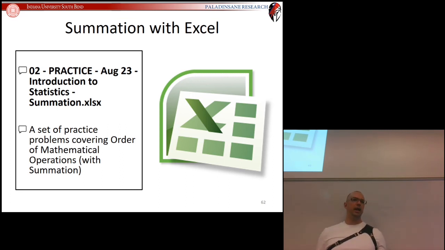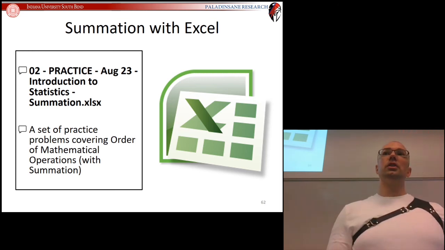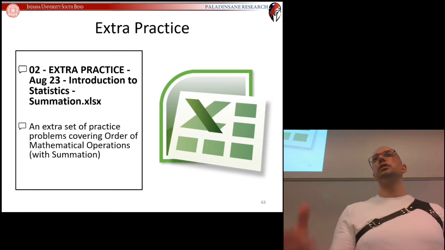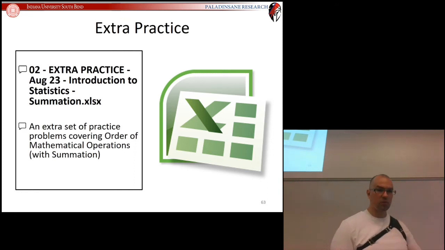Scroll down to the bottom, see if you got it right. If you didn't, scroll back up, try it again. But these do not need to be handed in at any time. They're just for you to be able to practice. So there's that practice sheet. There's the extra practice, an additional sheet of very similar questions for order of operations. So you can give that one a try as well.